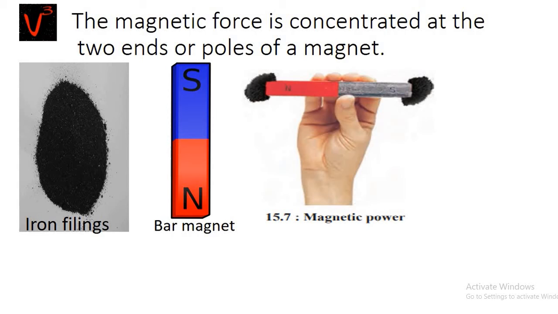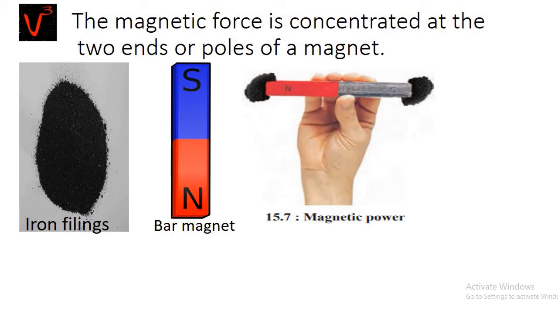To which part of the magnet do most of the iron filings stick? That is, at the corner. You can see in the image, the person is holding the magnet in his hand, and at the corner only most of the iron filings are stuck. So what does that mean? That means the magnetic force is concentrated at the two ends or poles of a magnet. That is the second characteristic: the magnetic force is concentrated at the two ends or poles of a magnet.